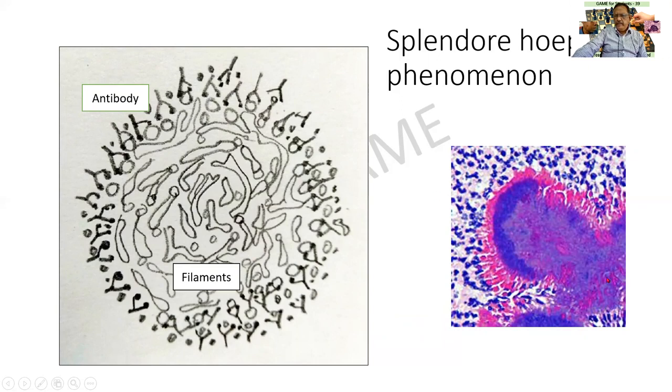The same thing is being replicated in this picture. Here it is a tangled mass of filaments. I am not able to find out the individual filaments, but towards the periphery there is a pinkish zone that is covering almost the entire one. This is supposed to be antigen antibody complex, and this is called the Splendore-Hoeppli phenomenon. Externally there are the inflammatory infiltrates.